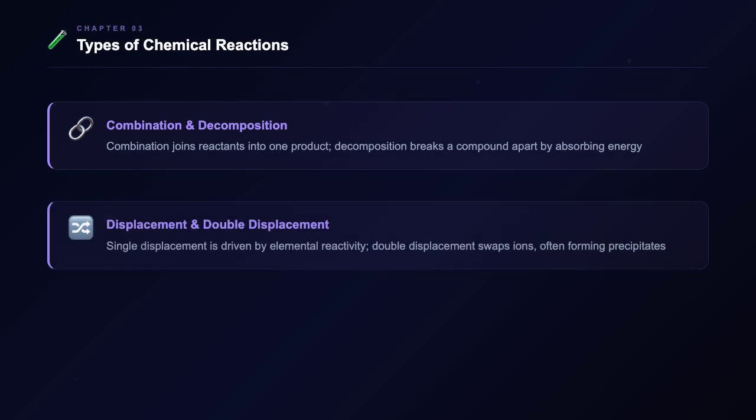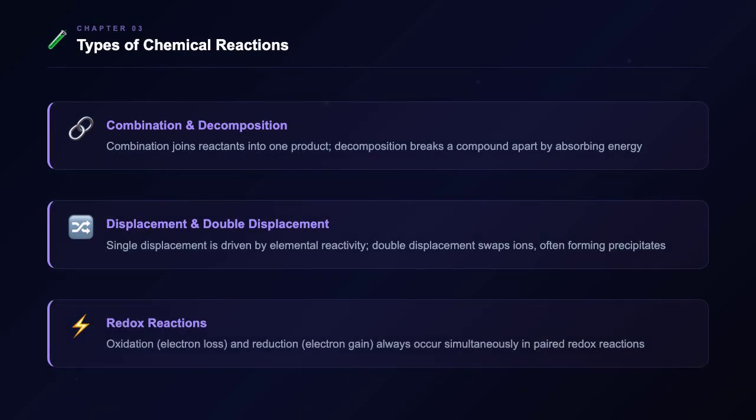Chemical reactions are broadly classified into 5 distinct categories based on how atoms and ions interact. These include combination reactions that synthesize a single product, decomposition reactions that break a compound down using energy, and displacement reactions driven by elemental reactivity.